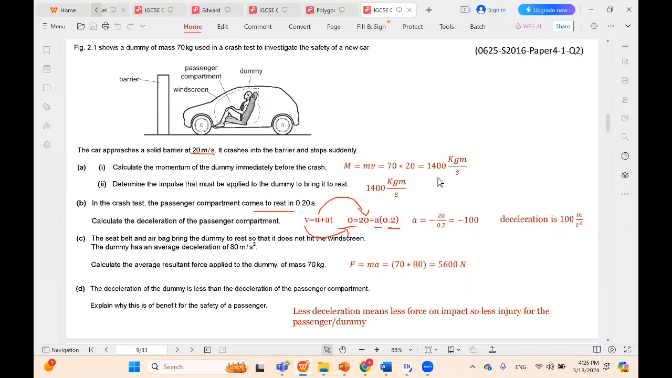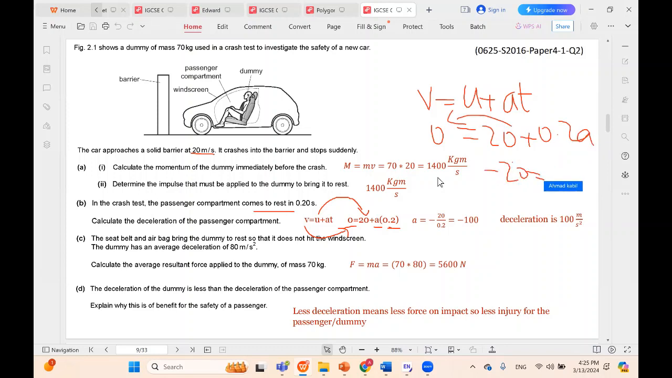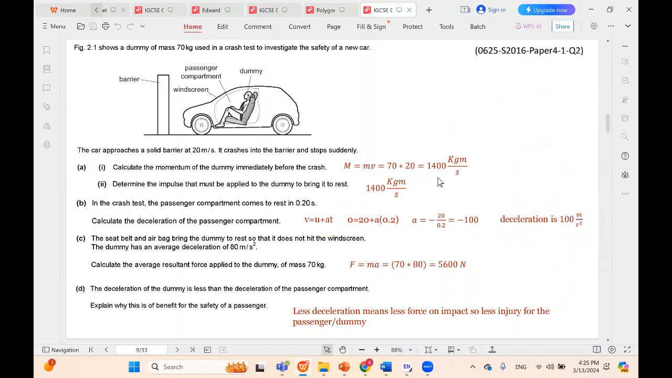So we're just going to solve for A. We have V equals U plus AT, so 0 equals 20 plus 0.2A. You take the 20 to the other side, you get negative 20 equals 0.2A. And then A equals negative 20 over 0.2, which gives us A equals negative 100. Negative 100 means that the deceleration is 100 meters per second squared.